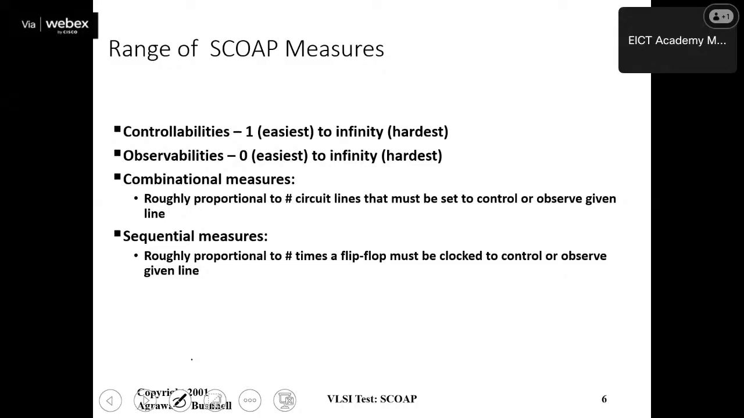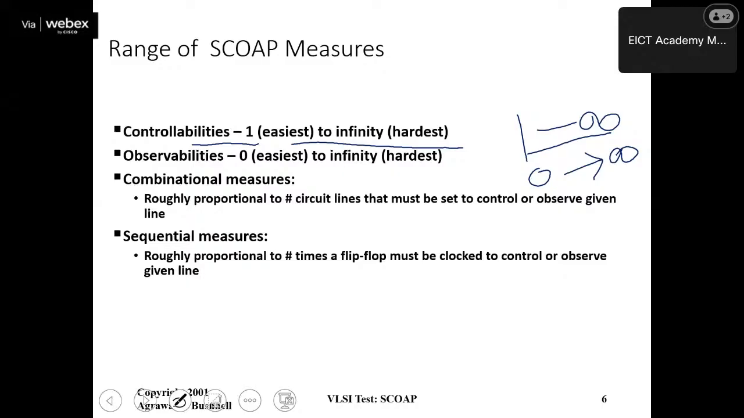So in some books, controllabilities start from 0 to infinity, and observabilities also from 0 to infinity. In other books, for controllability, the easiest is taken with the scale 1 to infinity, and observability also 1 to infinity. In this particular case, controllability is taken from 1 to infinity, and observability from 0 to infinity. These are the ranges of the SCOAP measures. So 1 or 0 means it is the easiest controllability and observability respectively. Infinity means it is the hardest.